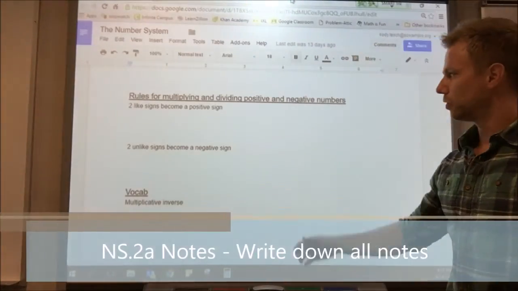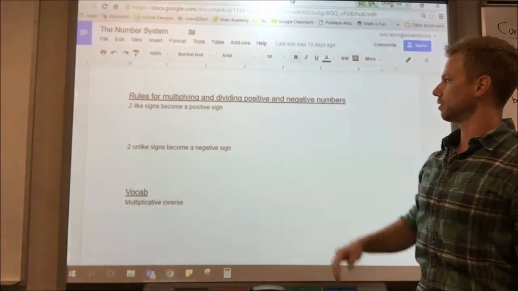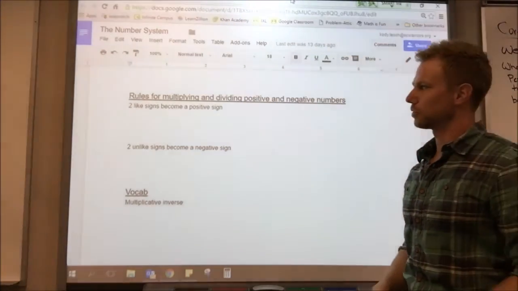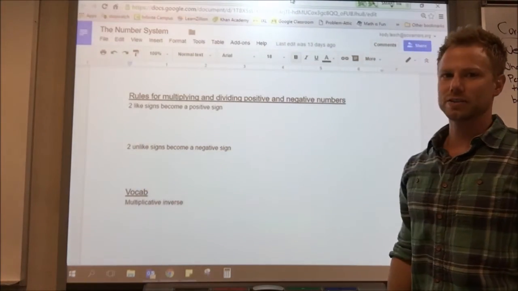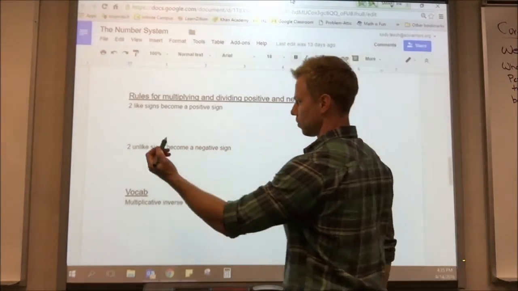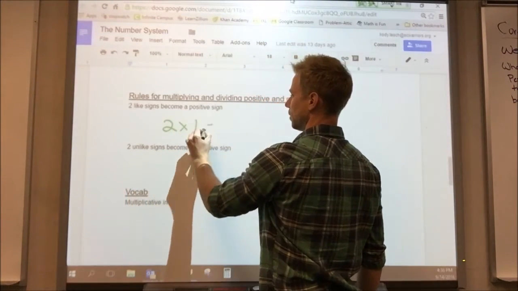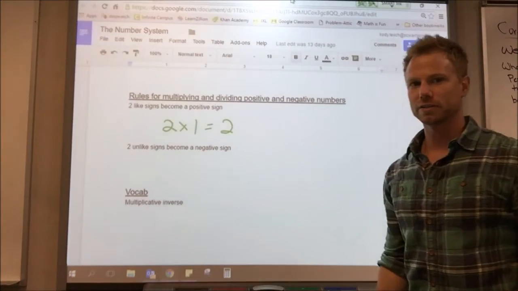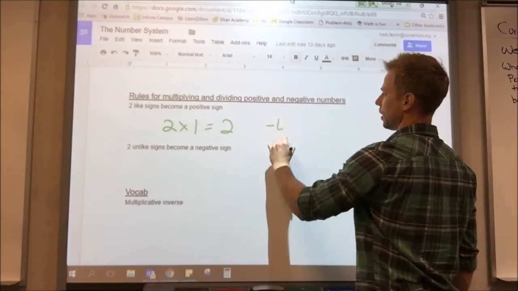Okay, we just have a few notes for NS2A, a couple rules for multiplying and dividing positive and negative numbers. So if we have two like signs, it becomes a positive sign. For example, the easiest one is if we have two positive numbers, it's going to stay positive. But also if we have two negatives, it's going to become positive.